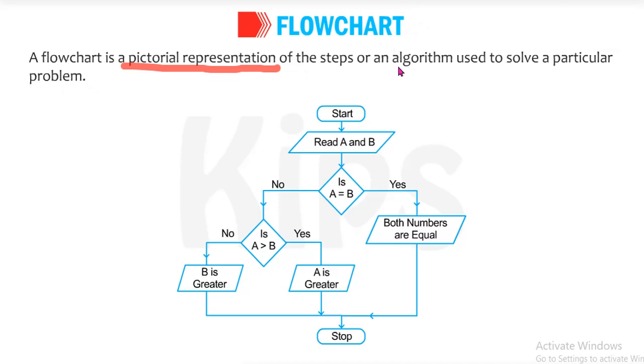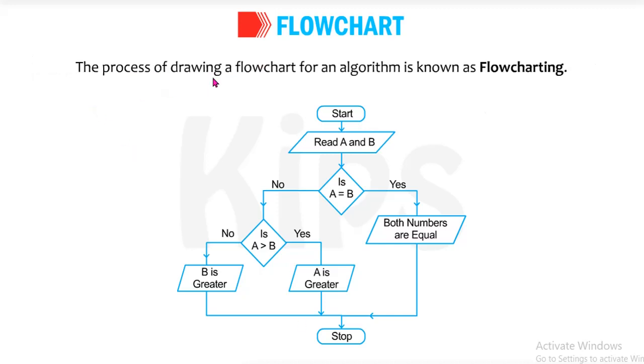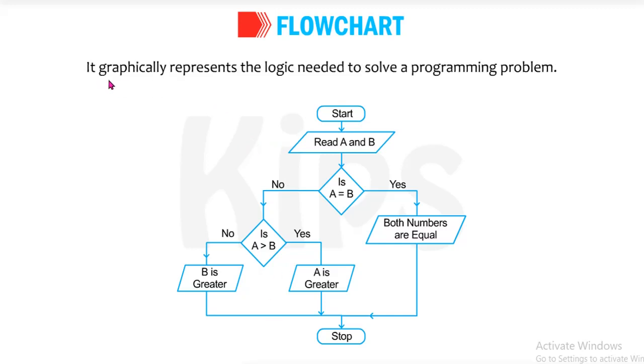So what have you written in an algorithm in sentences? Here in the flowchart we are giving it in a pictorial, representative way. The process of drawing a flowchart for an algorithm is known as flowcharting. It graphically represents. What is that?